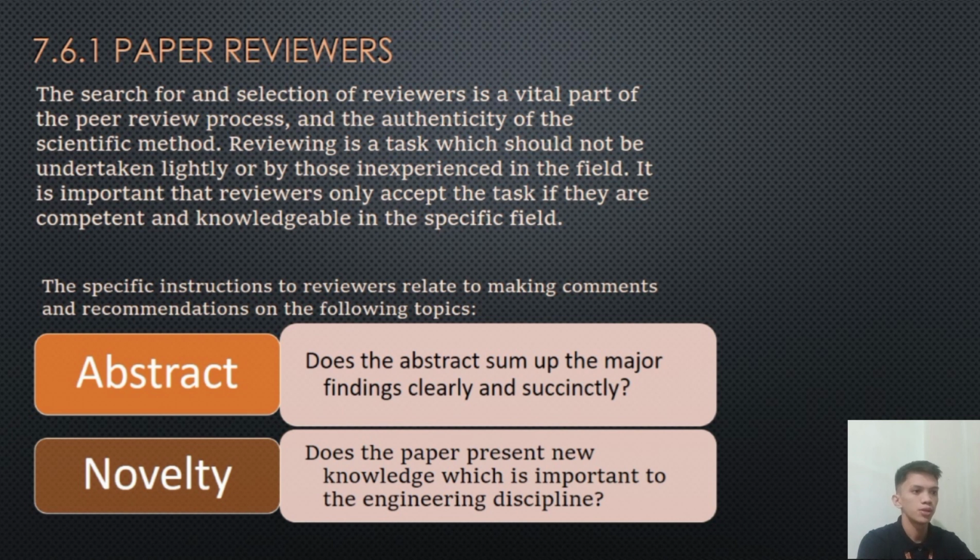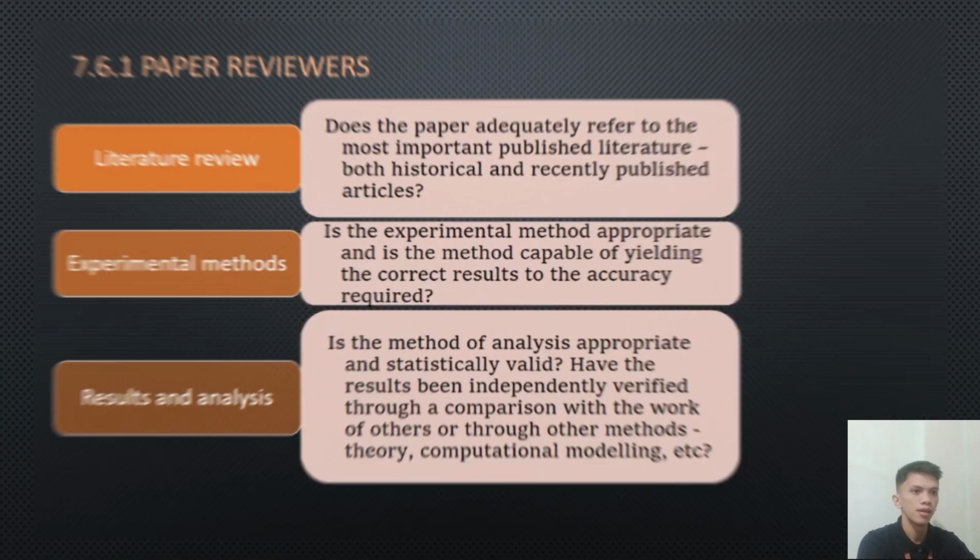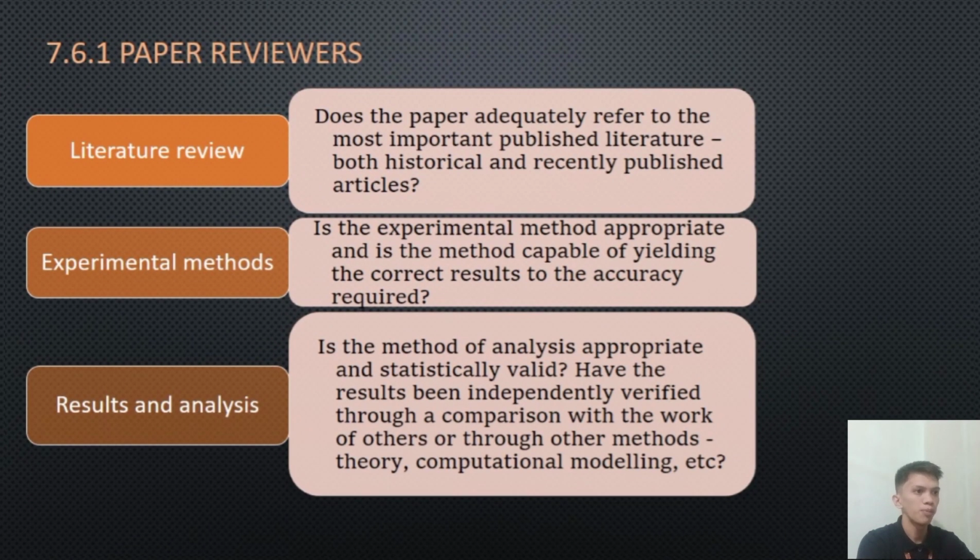Abstract. Does the abstract sum up major findings clearly and succinctly? Novelty. Does the paper present new knowledge which is important to the engineering discipline? Literature review. Does the paper adequately refer to the most important published literature, both historical and recently published articles? Experimental method. Is the experimental method appropriate, and is the method capable of yielding the correct result to the accuracy required? Results and analysis. Is the method of analysis appropriate and statistically valid?